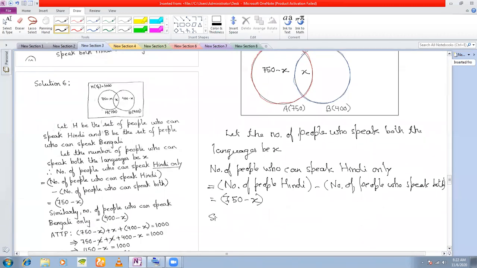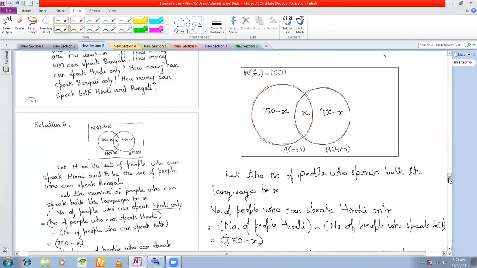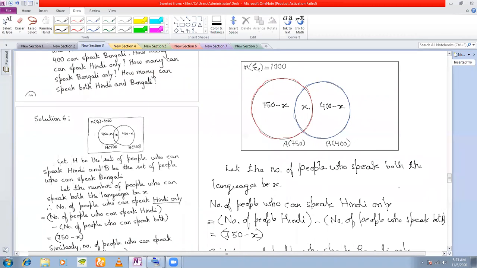Similarly, number of people who speak Bengali only. Number of people who speak Bengali only is what should be? Number of people who speak Bengali 400 minus number of people who speak both. So now here I can write very safely, I can write 400 minus X. Now, okay, I'll come to that part a little later. Okay, let's just answer the question first.